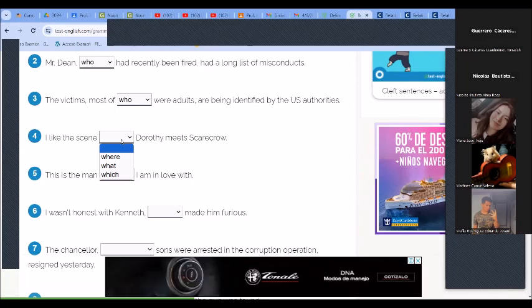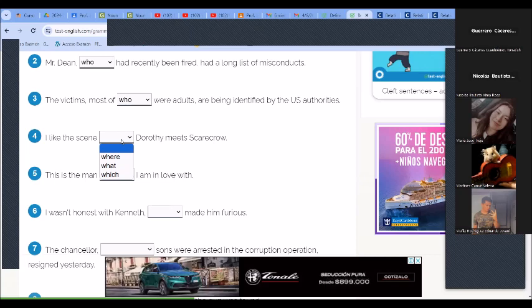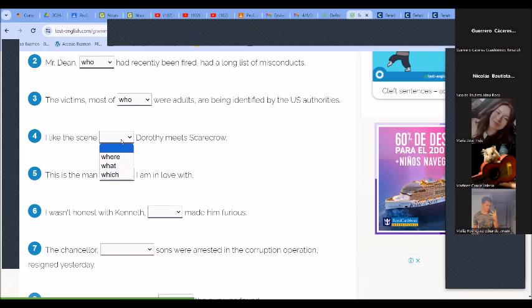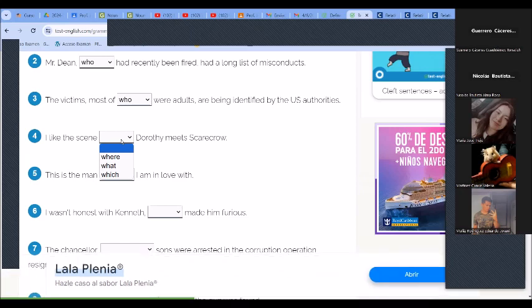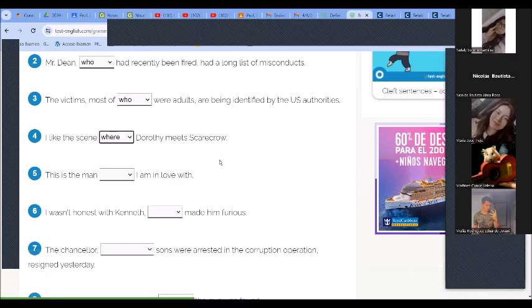I like this scene. Which scene? The scene is a thing, but what type of thing? A place. And what do we use for places? Where. Where. Good. All right. Repeat. I like the scene where Dorothy meets the Scarecrow. All right.